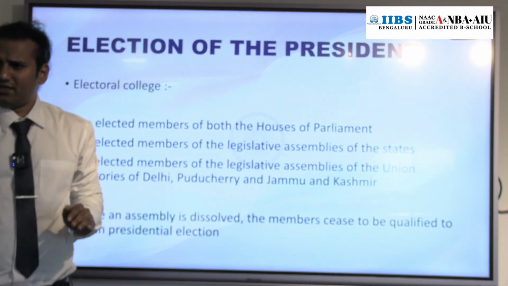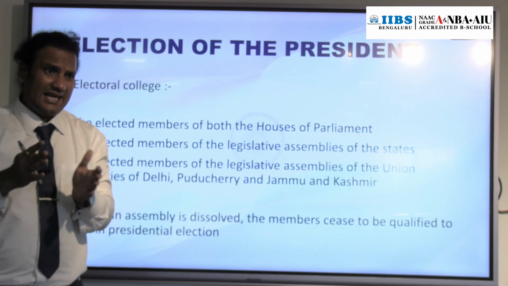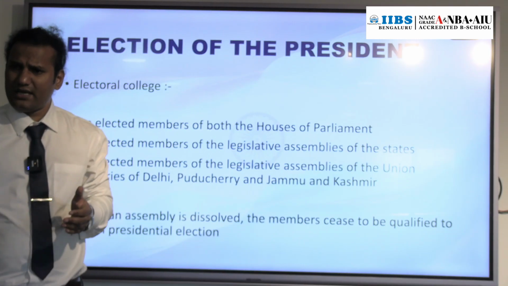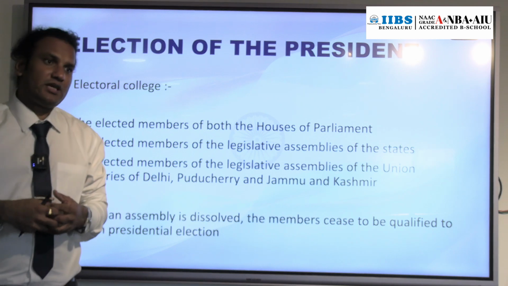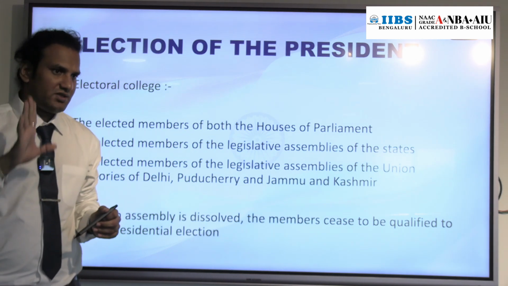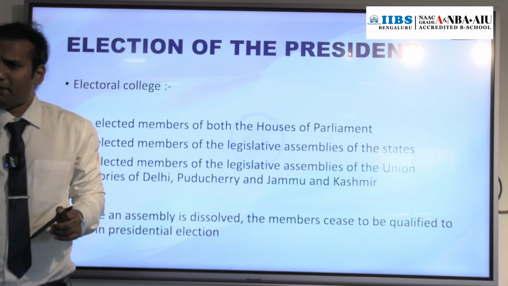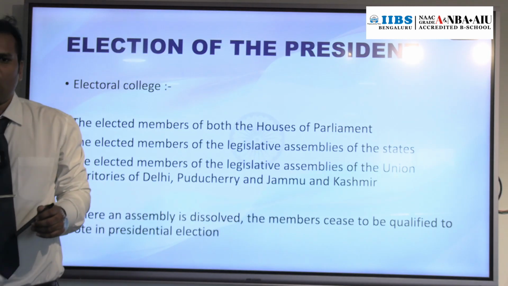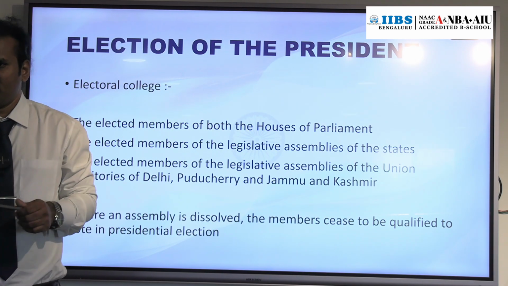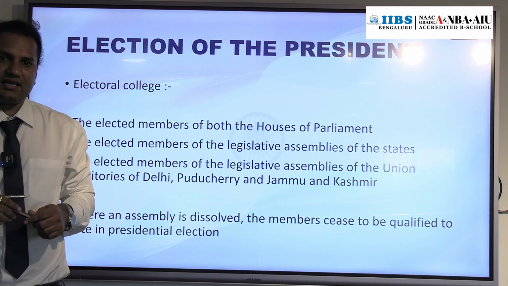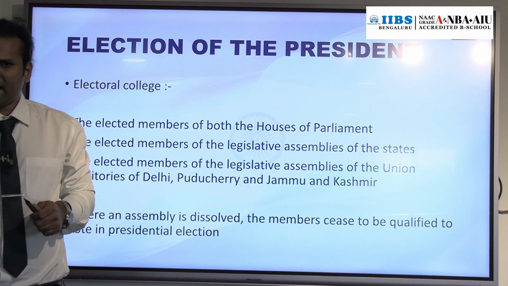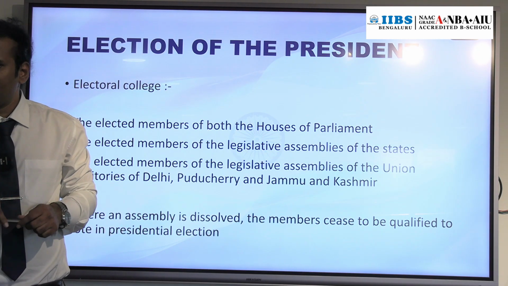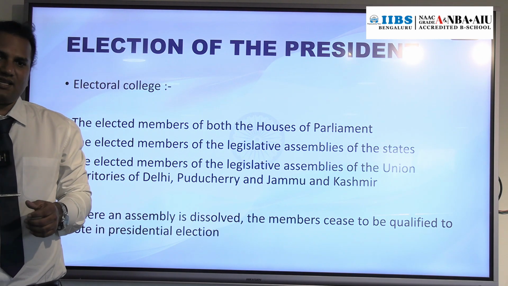Now, we have the state level. Certain states have unicameralism, certain states have bicameralism. Unicameralism means having one house in the legislature. Bicameralism means having two houses in the legislature. So, take the example of Karnataka, it has bicameralism, it has an assembly as well as a council.